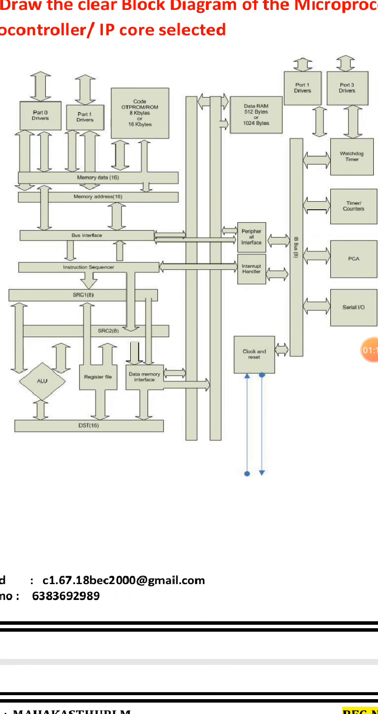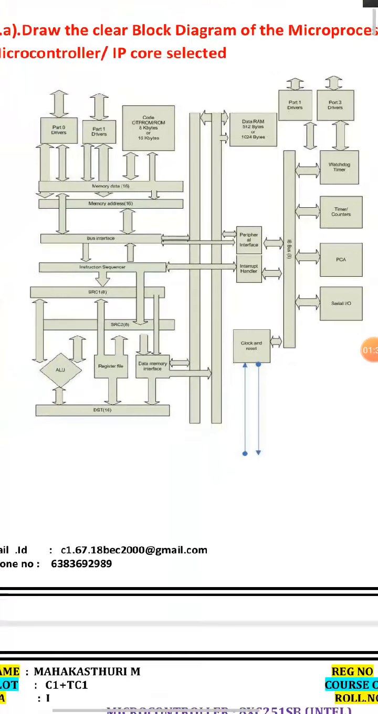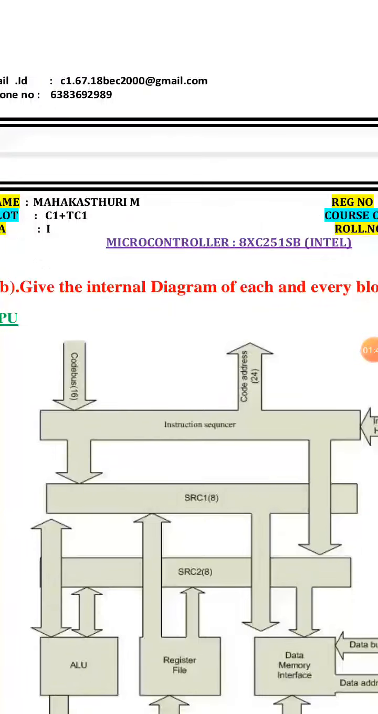You can see all the parts of the block diagram: all ports, ALU, register file, ROM and RAM, timers and counters, PCA, serial input or output, peripheral interface, and the interrupt handler, all the things in the block diagram. Okay, and then we are going to move to another one.